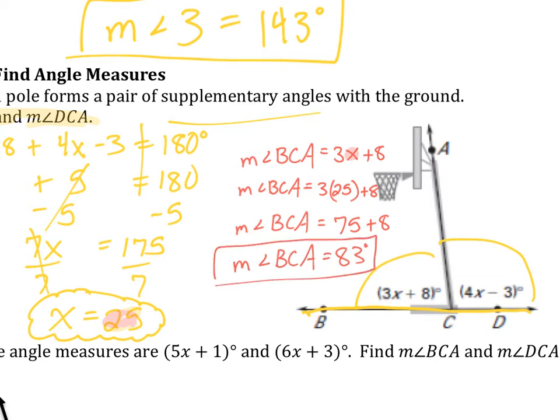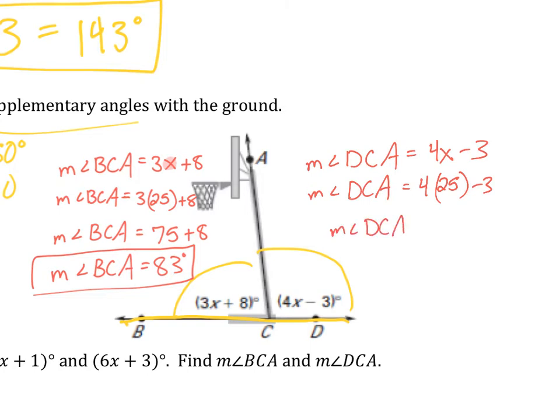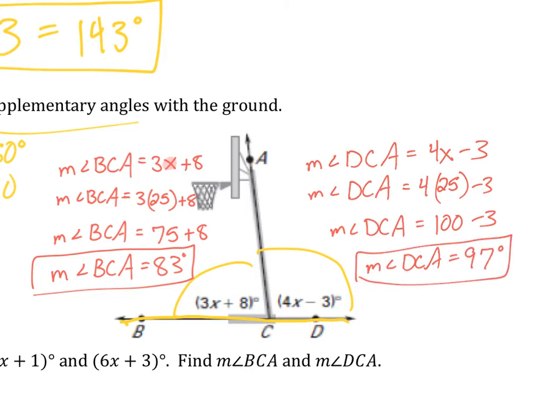And if you want to find the measure of angle DCA, DCA is 4x minus 3. x is 25, so we're going to put a 25 in for the x. So the measure of angle DCA is 4 times 25 minus 3. 4 times 25 is 100. 100 minus 3 is 97. So we get 97 degrees. And if you look, 97 plus 83 adds up to 180. And that's what we wanted.